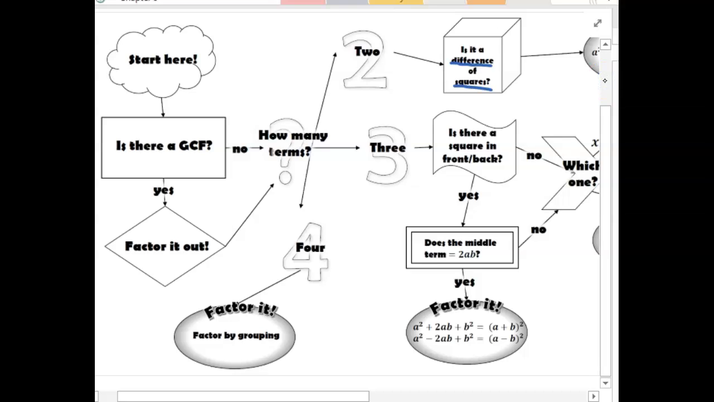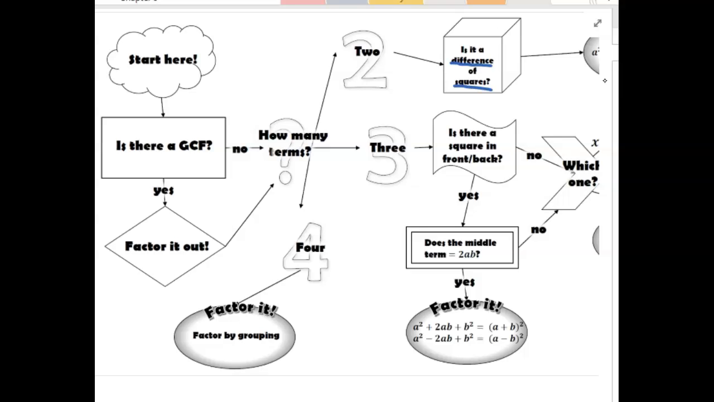Let's go through the factor flow chart, because hopefully you've started to use this a little bit and get the hang of it, because you will be able to use it on Thursday when you take your test. I promise you it can be useful to you if you know how to use it. So just like always, you're going to start here, you're going to check for greatest common factor.